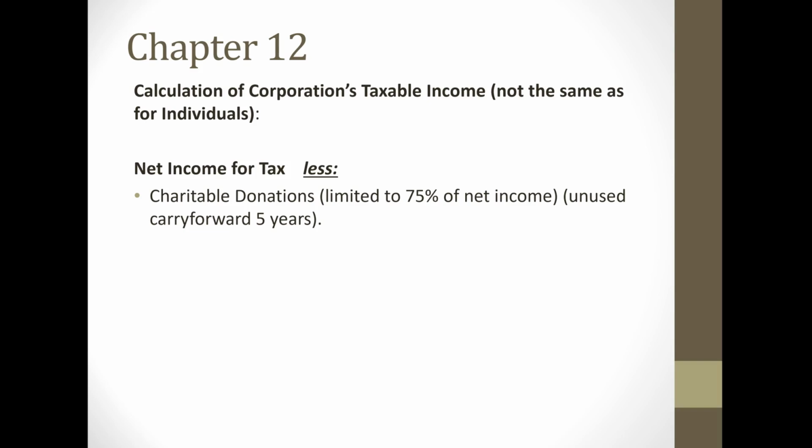We do get to deduct charitable donations when we're calculating our taxable income, but charitable donations are limited to 75% of our net income. So that's why we had to calculate our net income for tax purposes first, before we could determine if we were allowed to deduct all or only part of our charitable donations. Any amounts that we cannot use this year, we can carry forward for 5 years. And once again, you add charitable donations back when you're calculating your net income for tax purposes, but you get to take a deduction that is limited to 75% of your net income when you're calculating your taxable income.